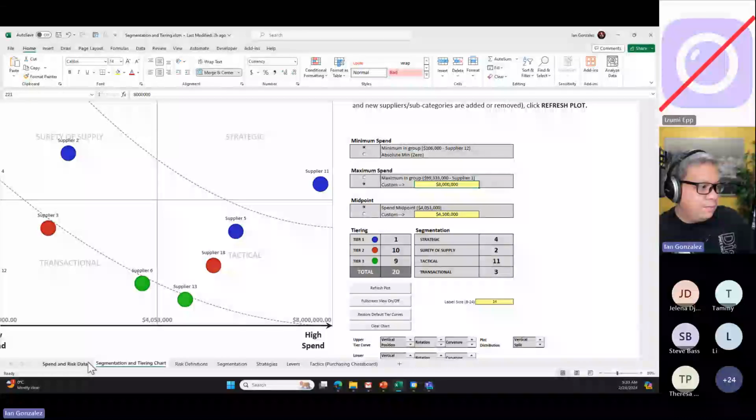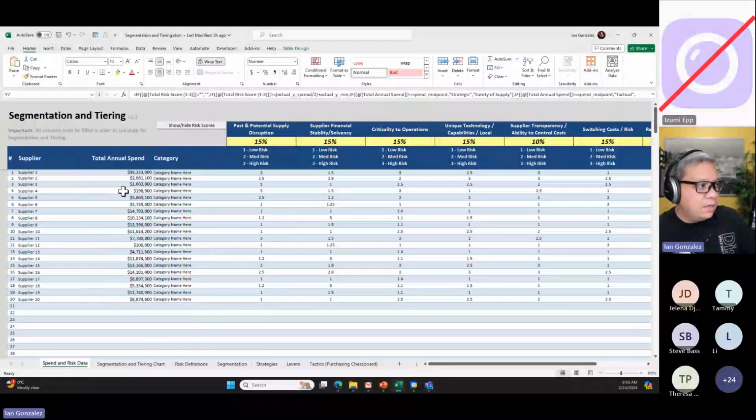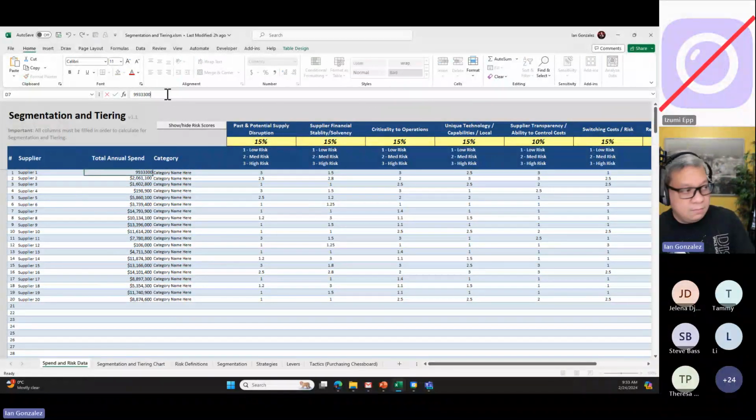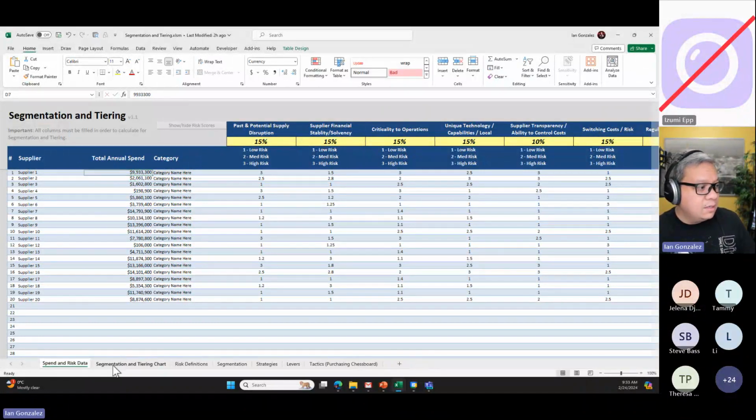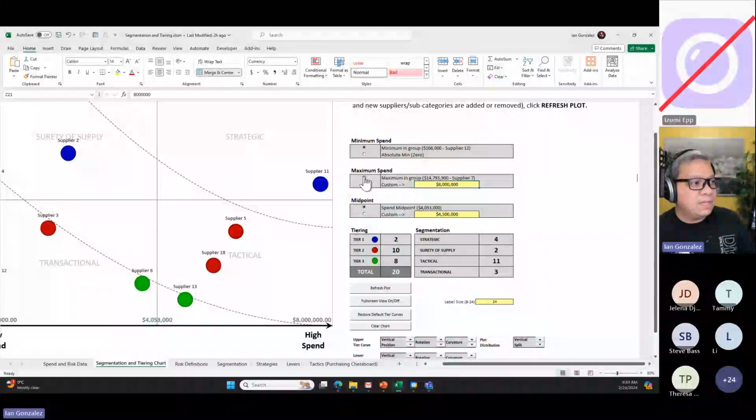Right, let me just restore that data again. Putting this back to $9 million, not $90 million. And in segmentation, I'll just put it back to maximum in group.